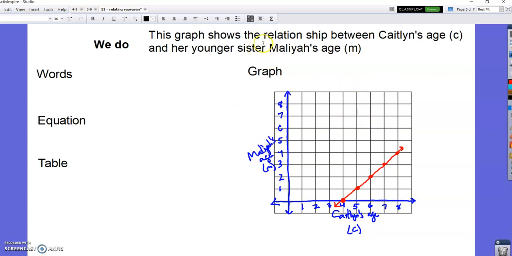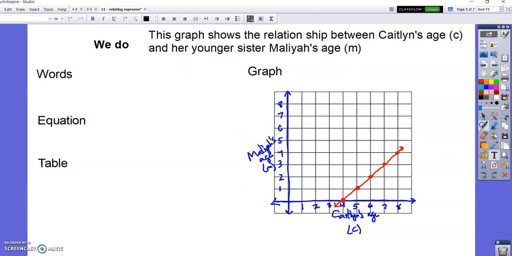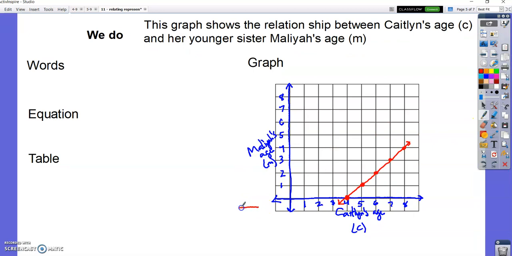So it says this graph shows the relationship between Caitlin's age and her younger sister Malia's age. And I started with a graph. So when I start with a graph, for me and for now, the quickest thing to do is to go to the table first. There will come a time when you learn how to take a graph and write an equation from it, but that's down the road and not as important quite yet. So another way to represent this graph is with a table.